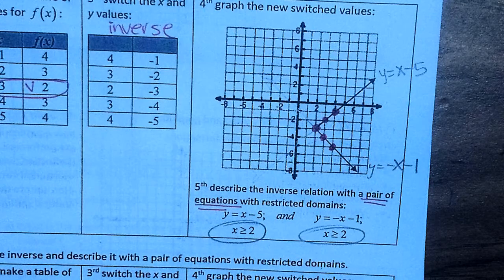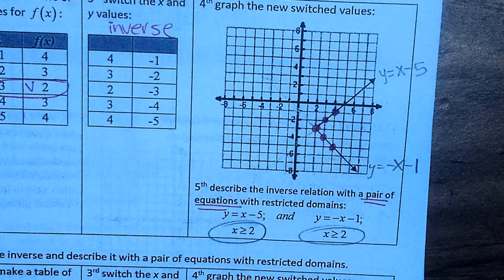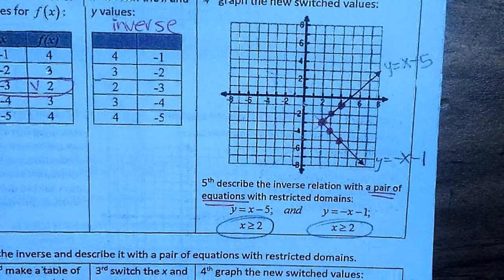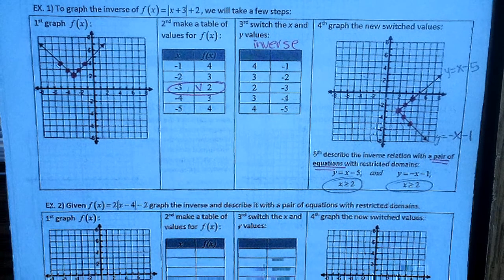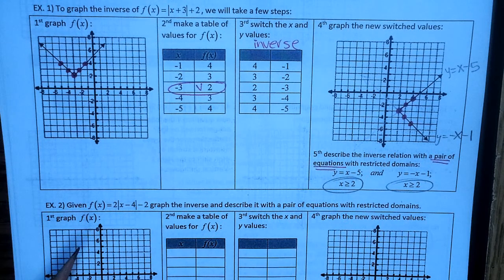Now, with that, I'm going to pause the video so that you can try example 2. I'll walk around with the answers to see if you have any questions. And I need you to do example 2 by yourself the same way. So, example 2. Given this function f of x equals absolute value of x minus 4, minus 2, find the inverse.